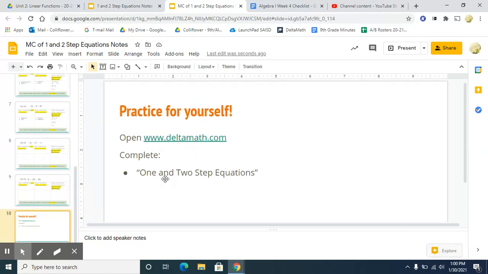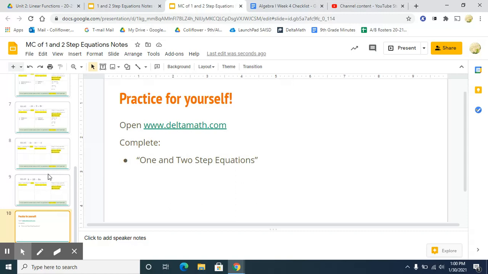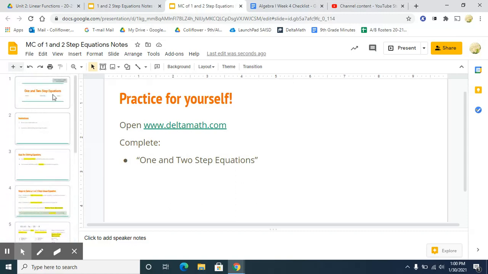Once you complete the example on slide 8 and slide 9, try it for yourself. Go to the Delta Math practice called 1 and 2-step equations and see if you can solve some equations on your own. If you have any questions about this lecture, please let me know.